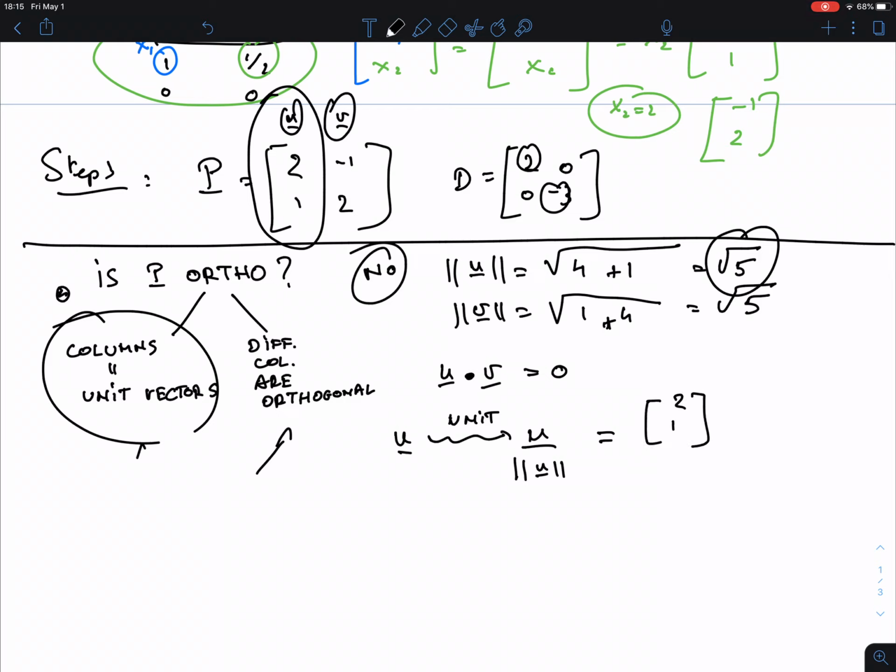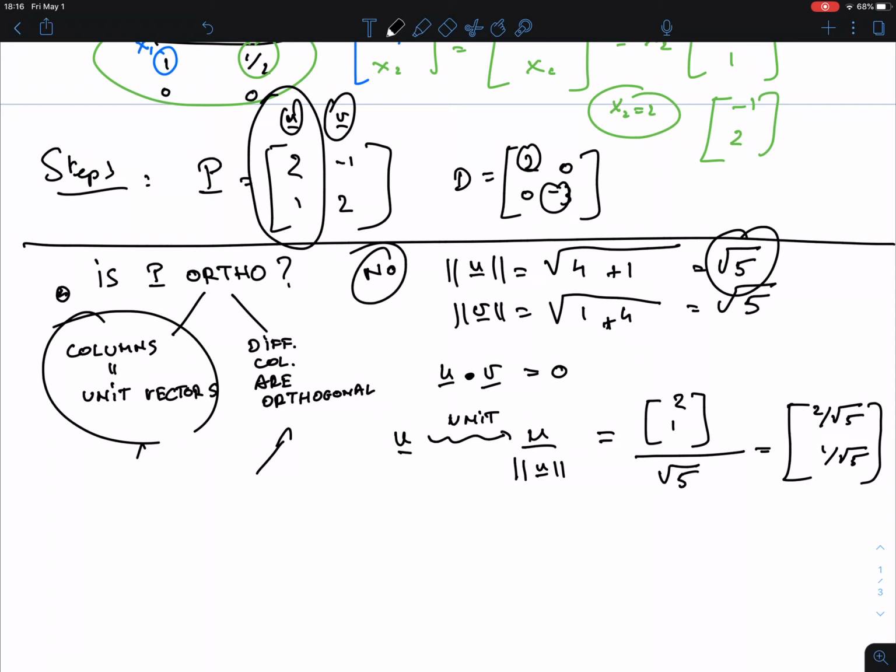It's this vector divided by the square root of 5, which means really that we have to divide each entry by square root of 5. So this vector is now a unit vector. Let's verify it. What's the norm of this vector? You take the square of the first element, that is 4 over square root 5 squared, that's 5. So 4/5 plus 1/5, 5/5, 1.